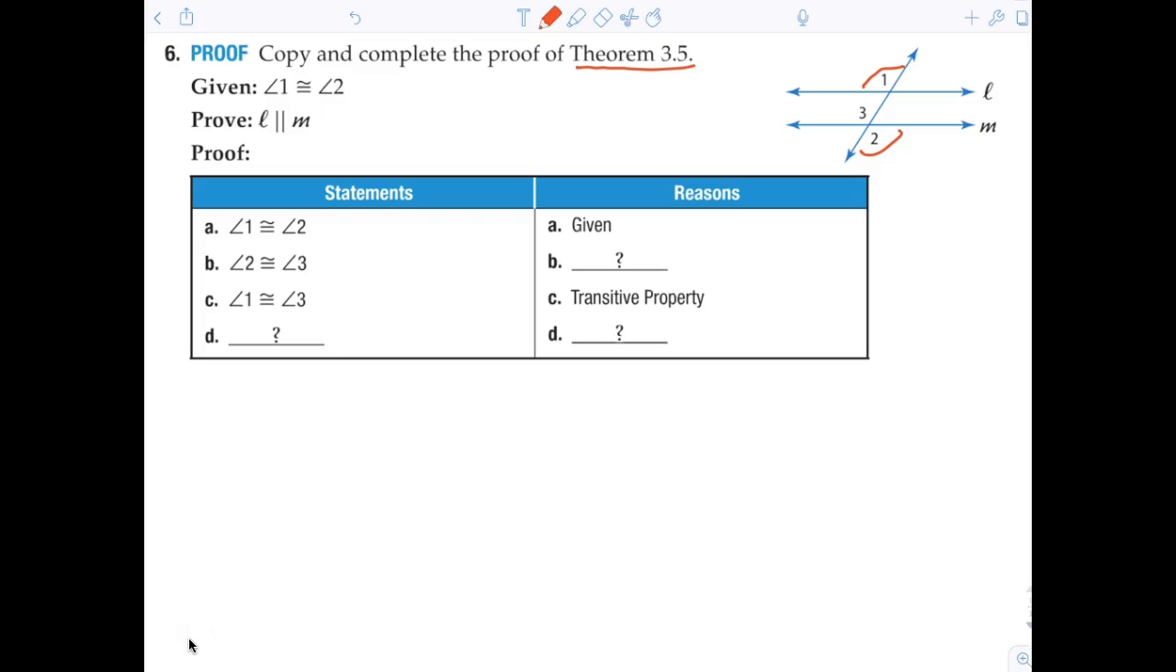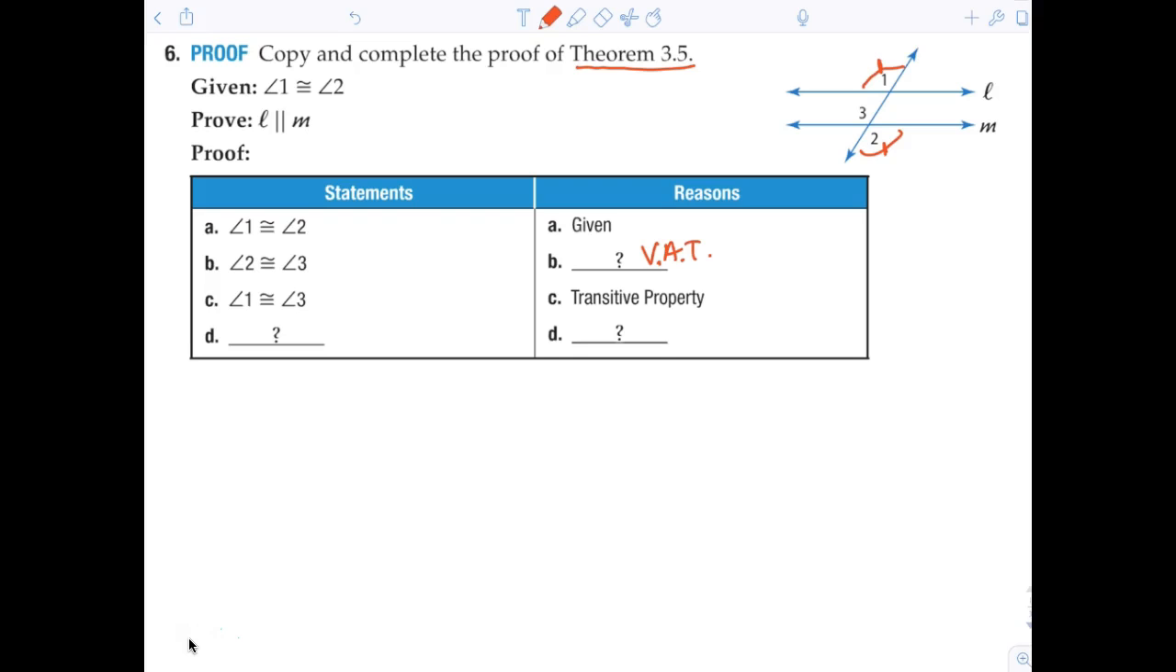So angle 1 is congruent to angle 2. Why is that? Isn't it like the definition? No. Angle 1 is congruent to angle 2 because it is given. So I'm going to mark angle 1 is congruent to angle 2. Now, somebody tell me why angle 2 is congruent to angle 3. That is the vertical angle theorem. Exactly. All vertical angles are congruent. We proved that. That is a theorem. Vertical angle theorem. All right?